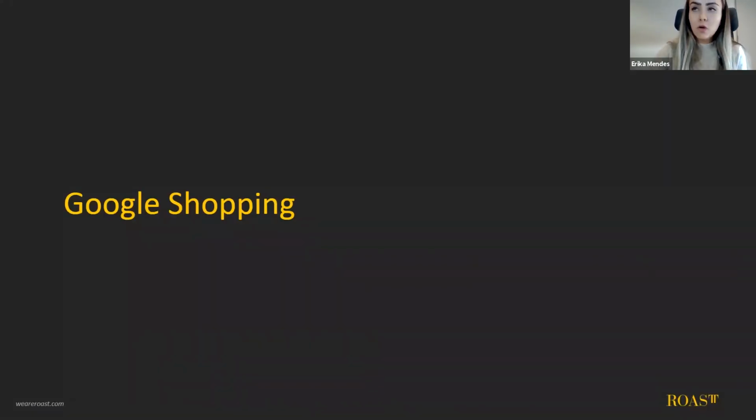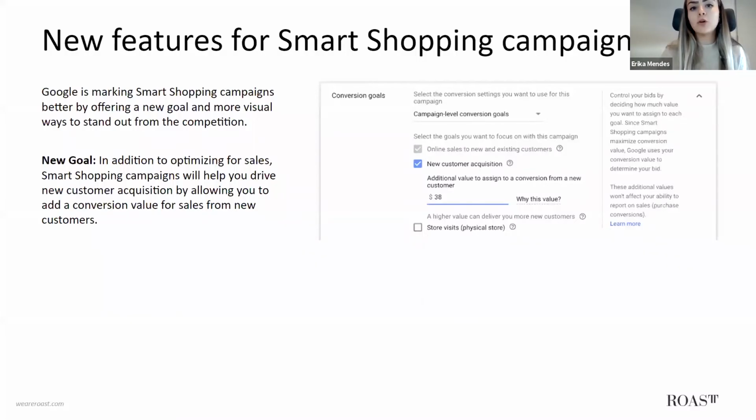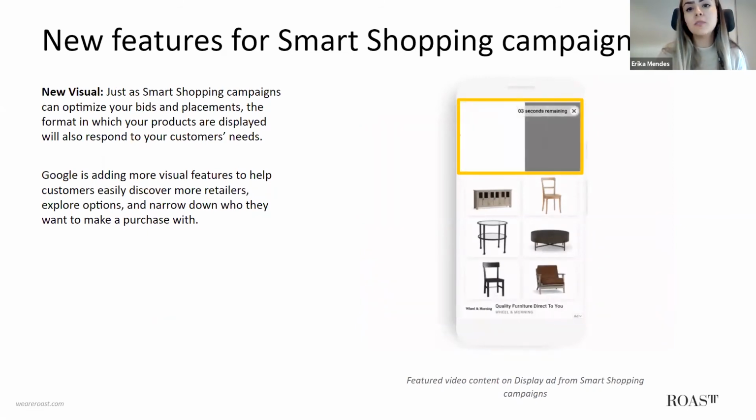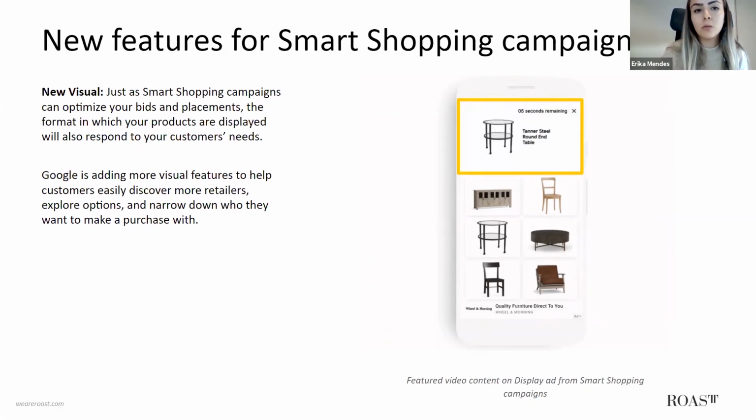Now going to Google Shopping, more specifically Smart Shopping. Google is now offering a new goal. So you can add a new customer acquisition value, if that makes sense for you. But they also created new visuals. Most of this still in beta is mainly in the US, but this example is a video content on display ad for Smart Shopping campaigns.